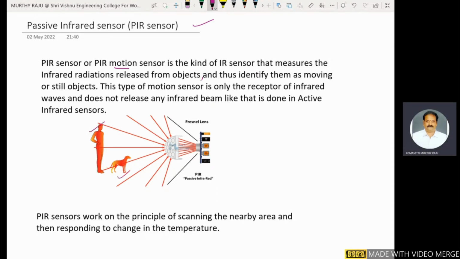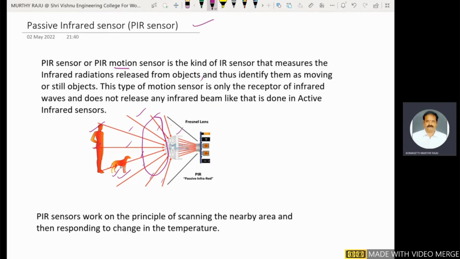Here, persons and animals act as objects. These two are living things. Any living thing has some temperature. These living things emit some radiations. This is the IR sensor. The IR sensor measures the radiations released from these two objects, and thus identifies them as moving or still objects.